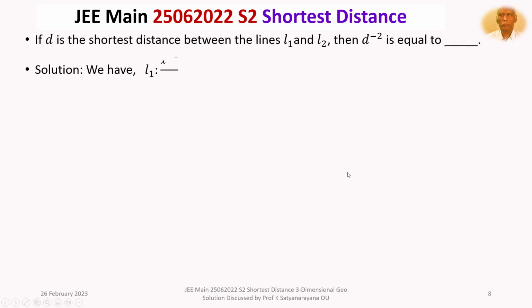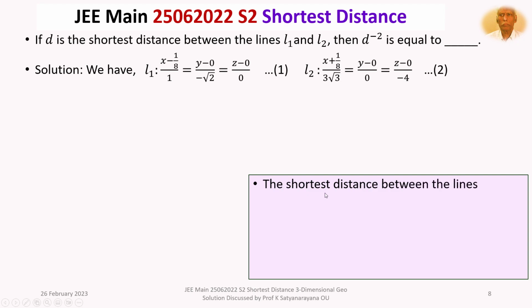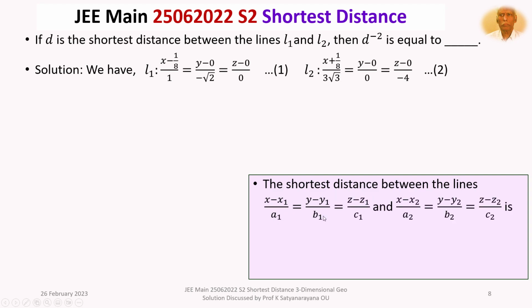Agreed. So we have L1, that's equation 1, and we have L2, that's equation 2. So these are the two lines: (x − x1)/a1 = (y − y1)/b1 = (z − z1)/c1, and likewise this one. And we know the formula for the shortest distance between the lines. This is the first line passing through (x1, y1, z1) with direction ratios a1, b1, c1. This is the second line passing through the point (x2, y2, z2) with direction ratios a2, b2, c2.